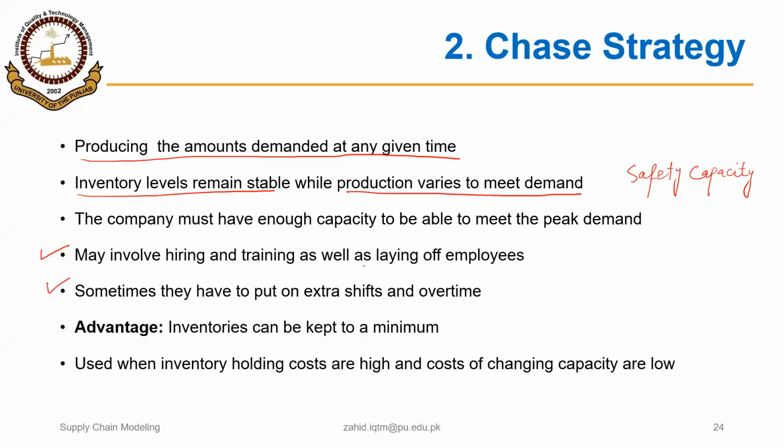The advantage of this strategy is to keep the inventory to a minimum. And it is used when inventory holding costs are high and cost of changing capacity are low. Specifically speaking, this approach is common with make to order and engineer to order production environments, where we do not produce the final product unless we receive the customer order. But we will see later that level strategy and chase strategy can be combined in certain situations. So they can be combined for certain make to stock products as well.